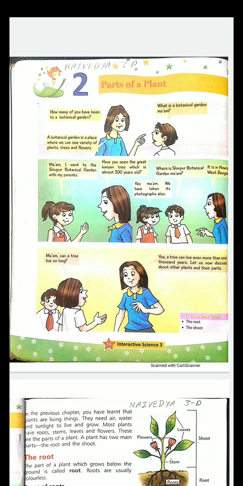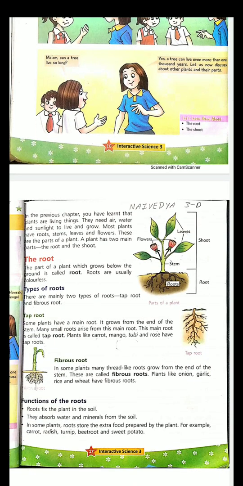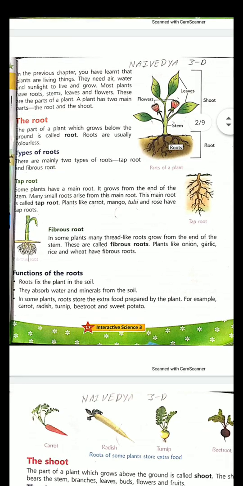Let's start with the chapter parts of plant. We were studying that a plant has two parts, root and shoot. The roots are of two types, taproot and fibrous root. Carrot, mango and tulsi are taproots, and wheat, onion and garlic have fibrous roots. The functions of roots are that they fix the plant in soil, absorb water and help the plant to grow. Roots like carrot and radish are also used for eating.